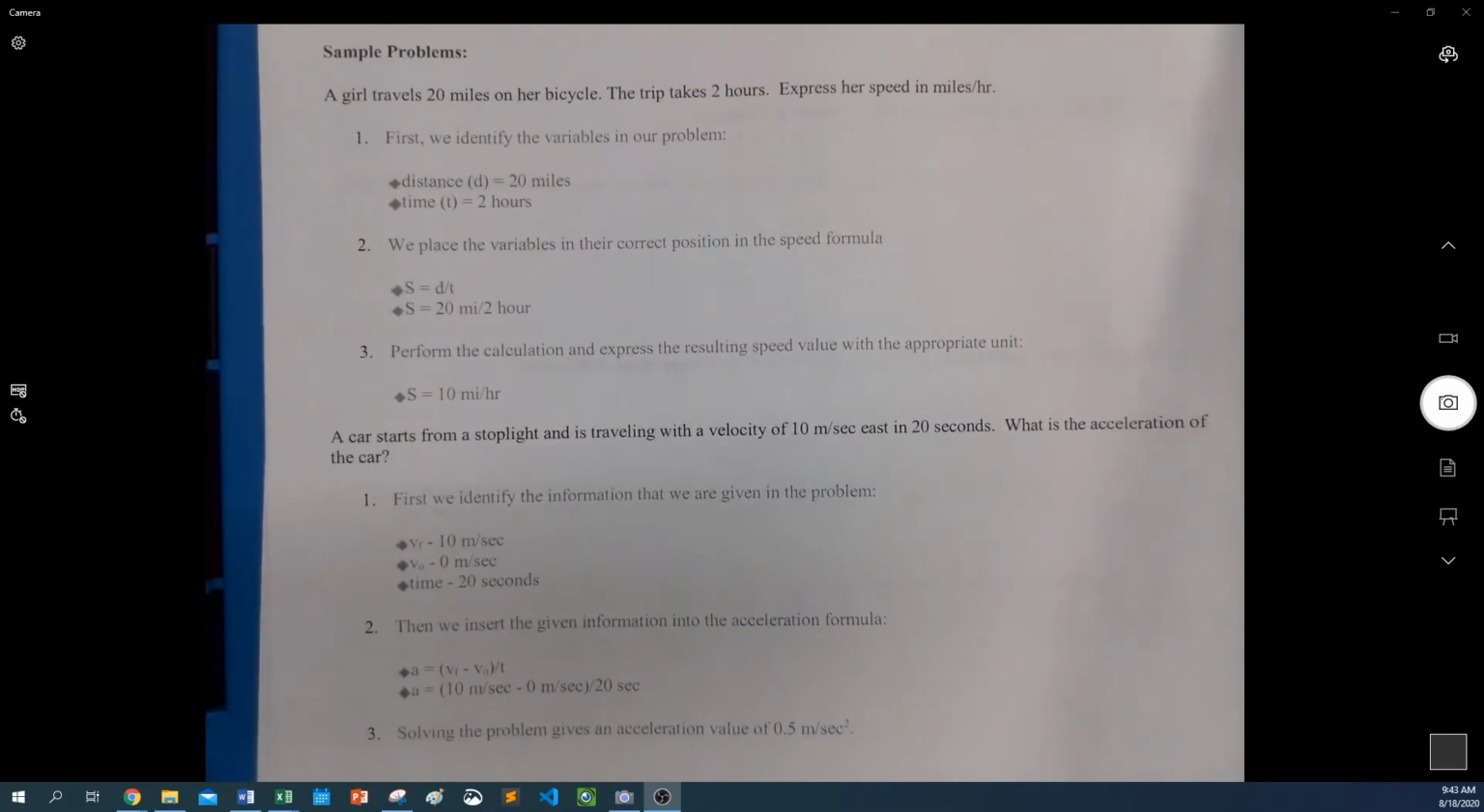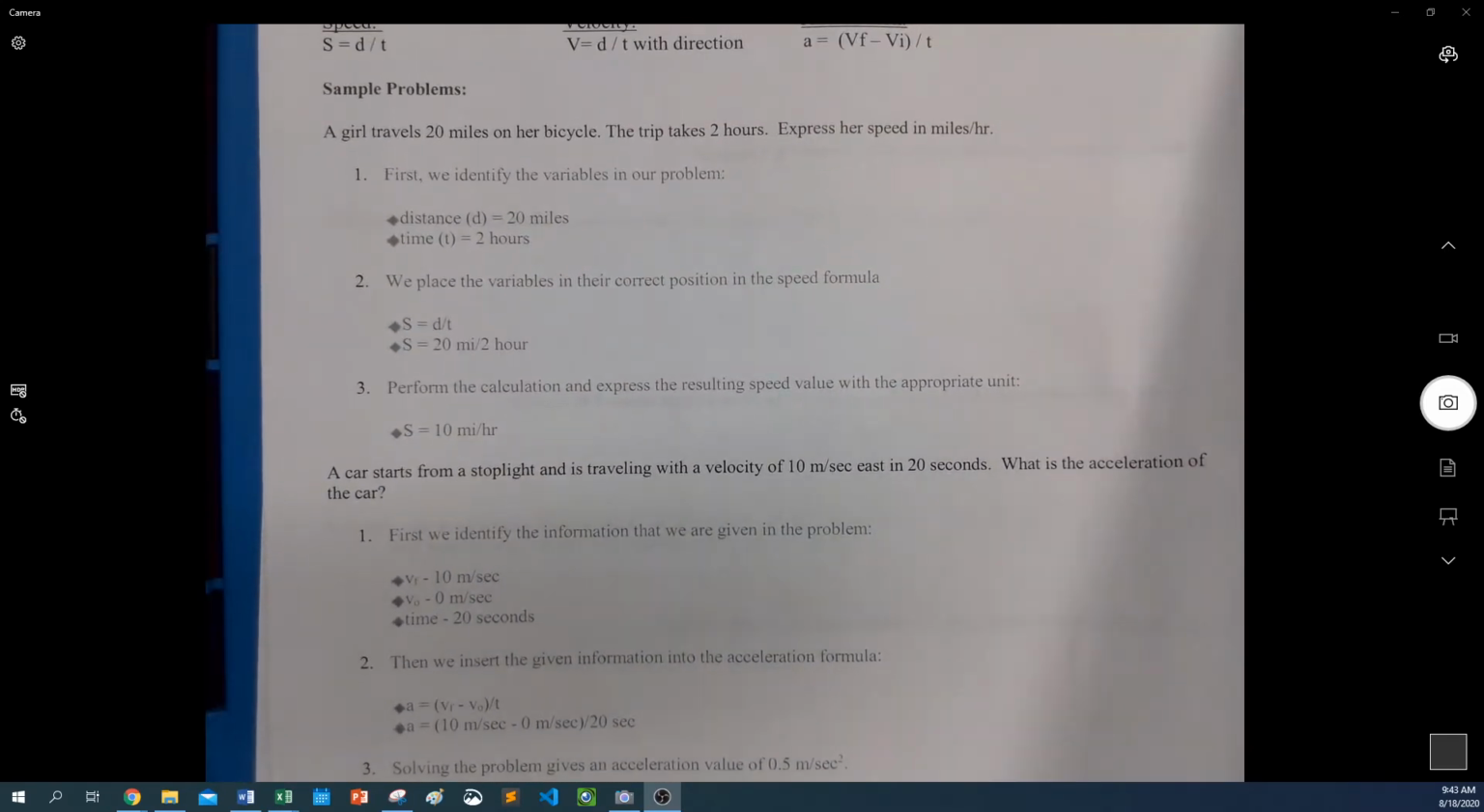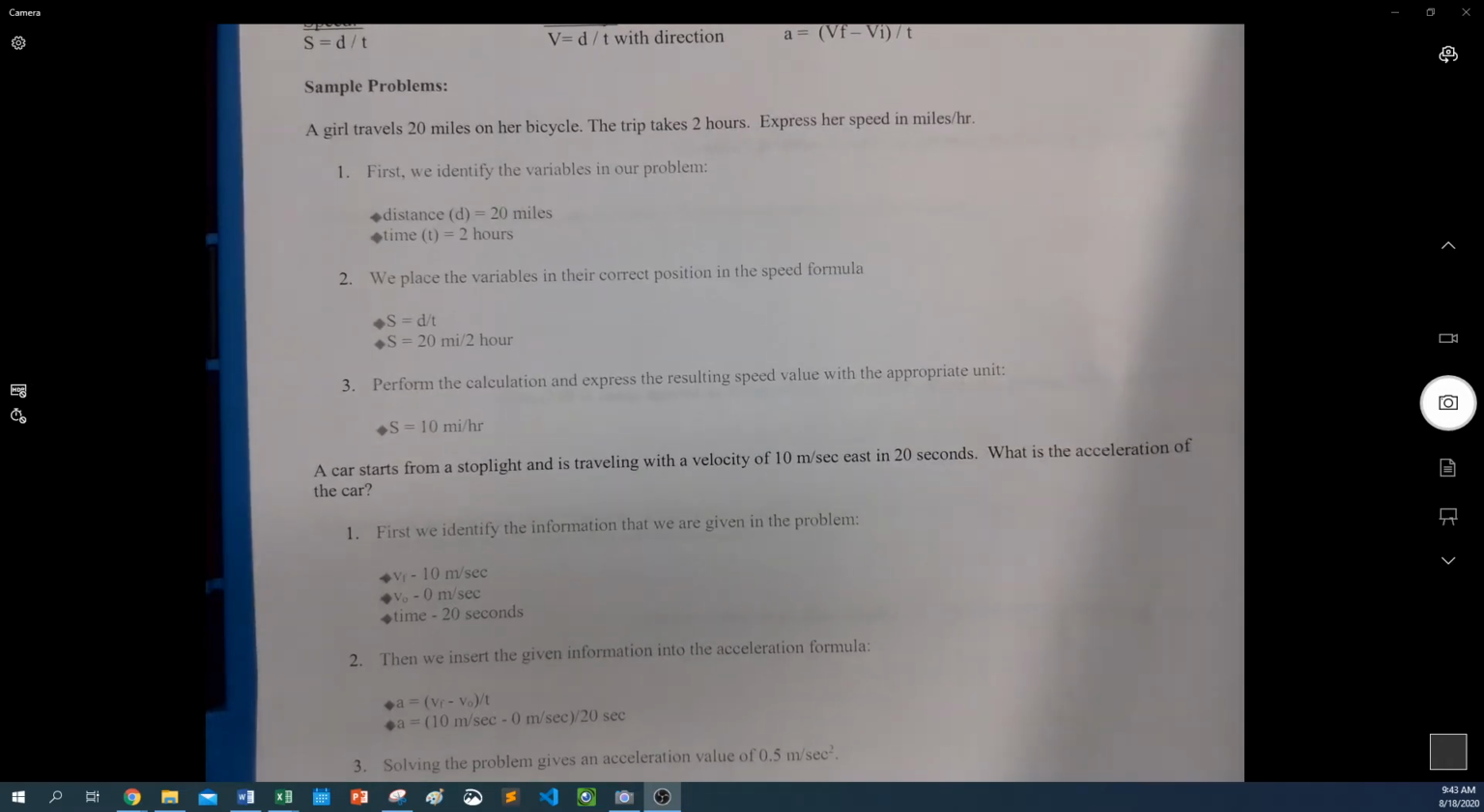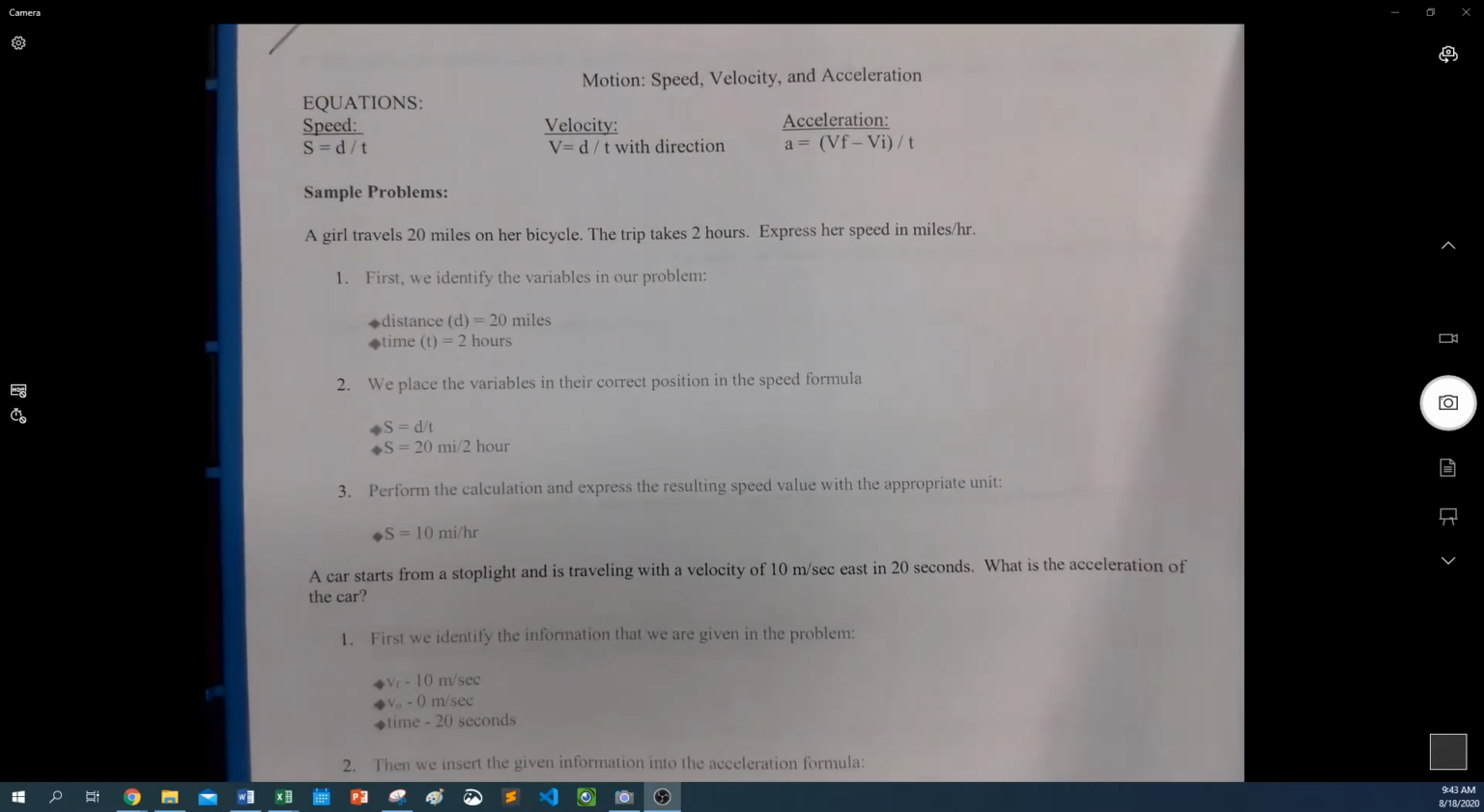Alright, we're going to be working on this together. We'll be working along. So let's look at the example problem already given. A girl travels 20 miles on a bicycle. The trip takes 2 hours. Express her speed in miles per hour.